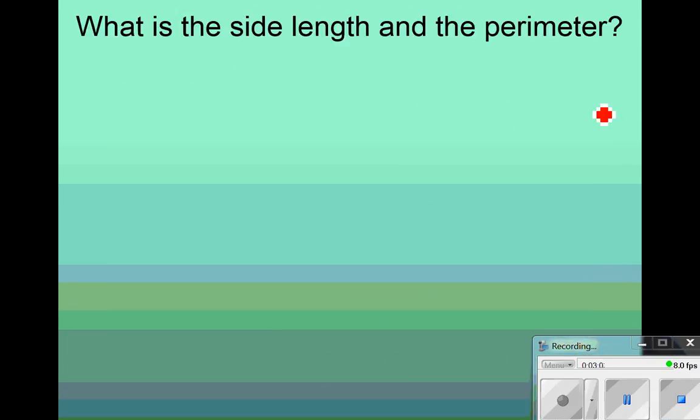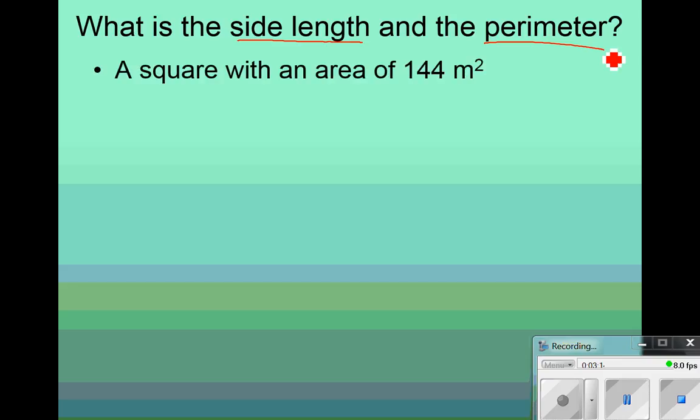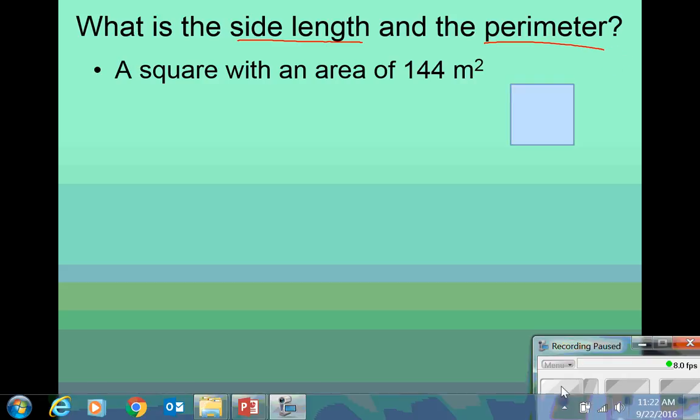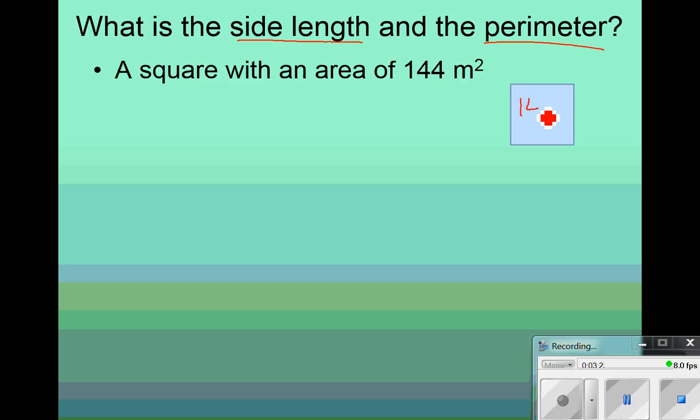On the next slide, we're going to have 3 more examples. And this time, we're going to look for the side length and the perimeter. So here is example 1. And just like before, we're going to draw a square and put in the information that we're given. So all I've been given is that the area is 144 meters squared. So I know that if the area is 144, then the side lengths have to be 12. So I can label all those, because the square root of 144 is 12.